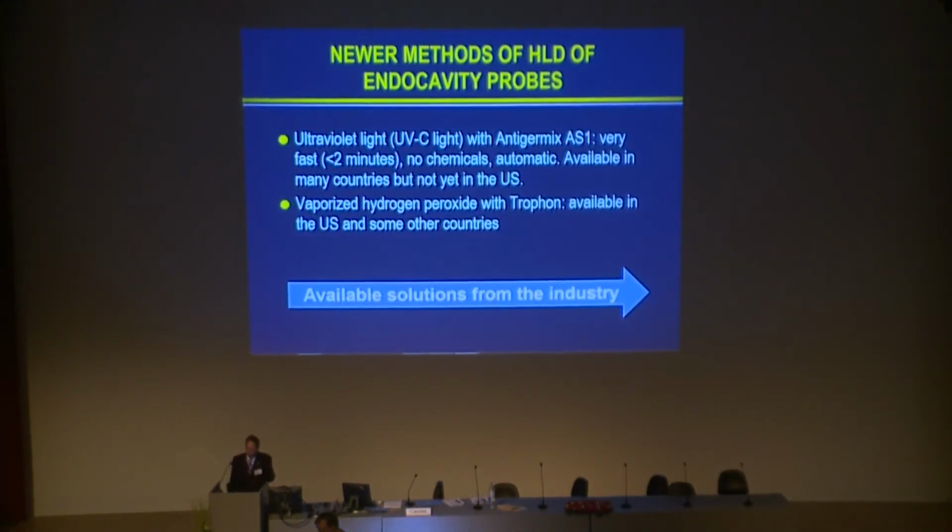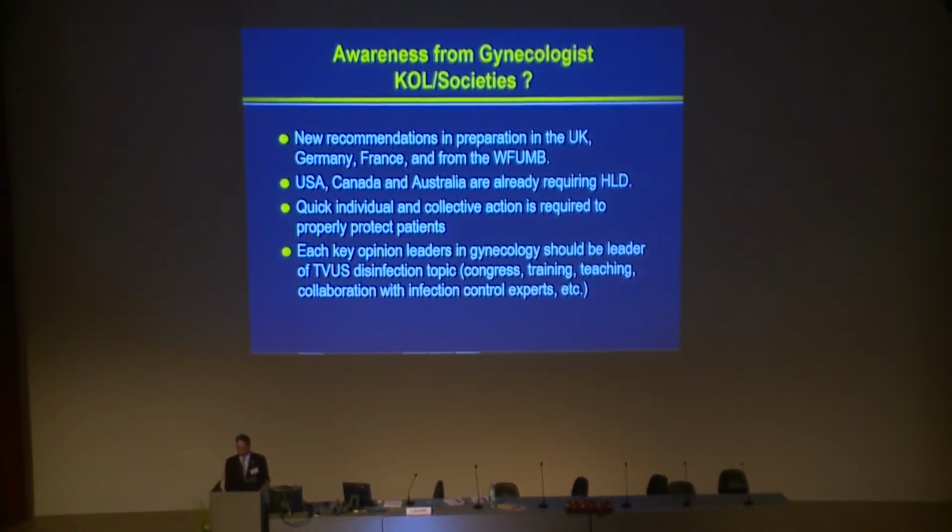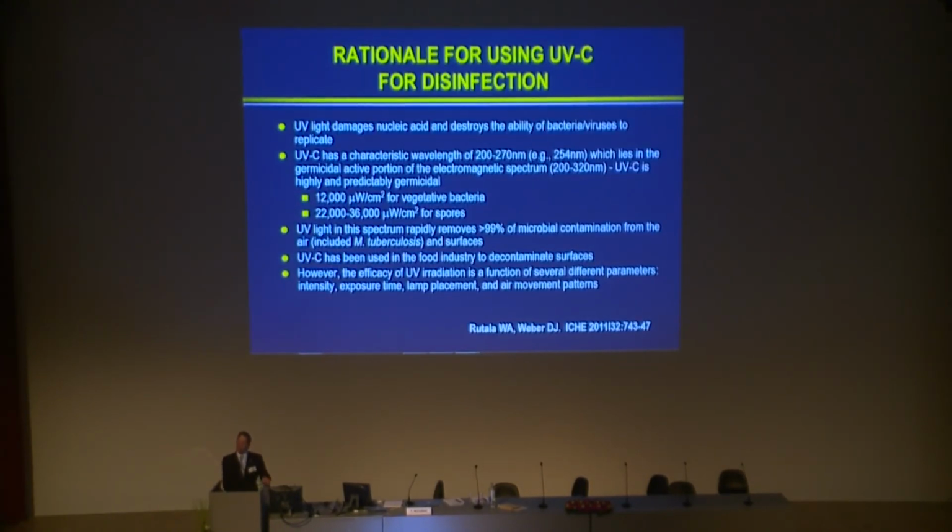So, what are the newer methods? Well, we have ultraviolet light, with the antigermics, very fast, no chemicals and automatic, and you have vaporized hydrogen peroxide that's available in some countries. Many societies, in the US, Canada, and Australia, are already recommending high-level disinfection. Others, like the UK, Germany, and France, are likely to recommend it in the near future. So I'm just going to do 2 more slides to introduce the idea of using UVC. For those of you that are interested, please see my colleagues at the Germatech booth directly outside here.